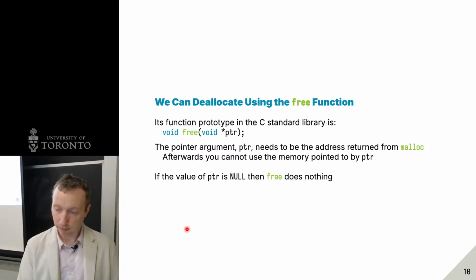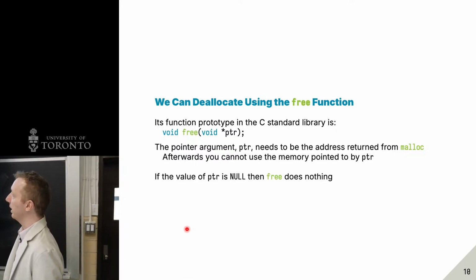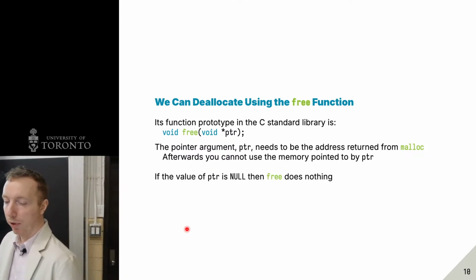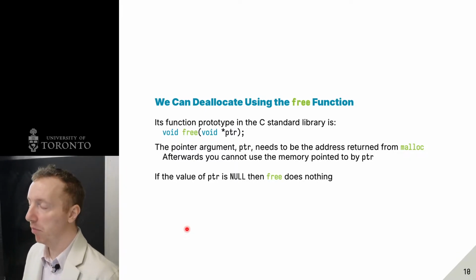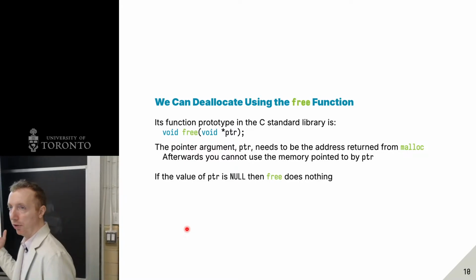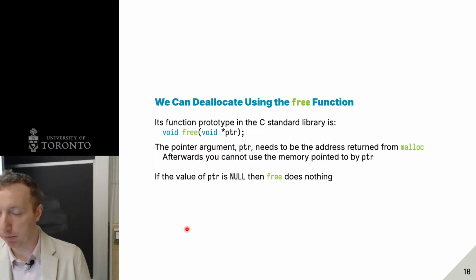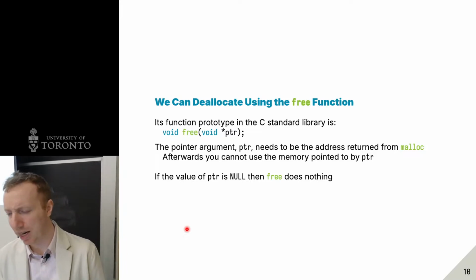So if you accidentally give it an argument where the pointer is null, then your program doesn't blow up or anything. Nothing bad happens. Free just does nothing. So you don't have to worry about that. That's just in case that happens.